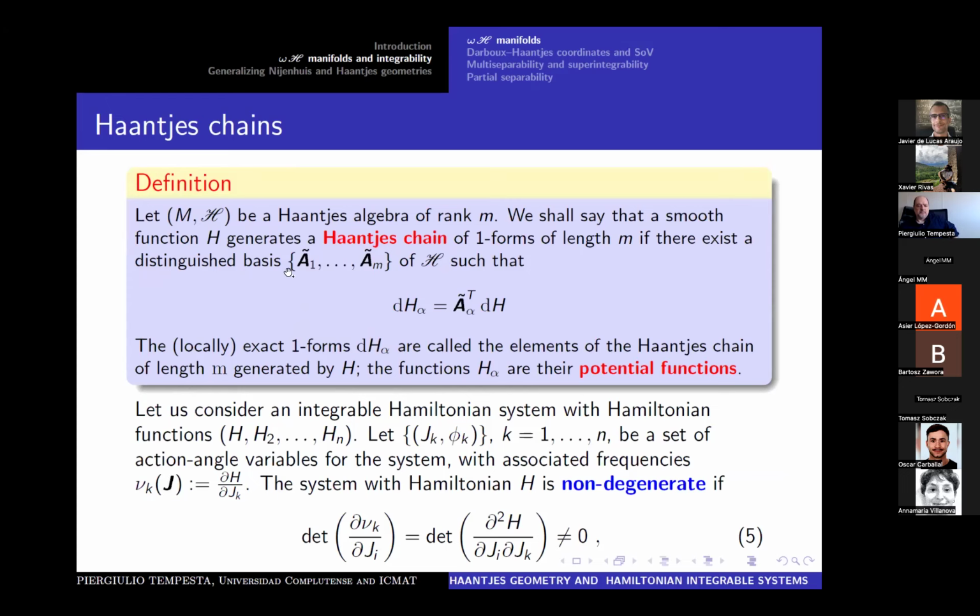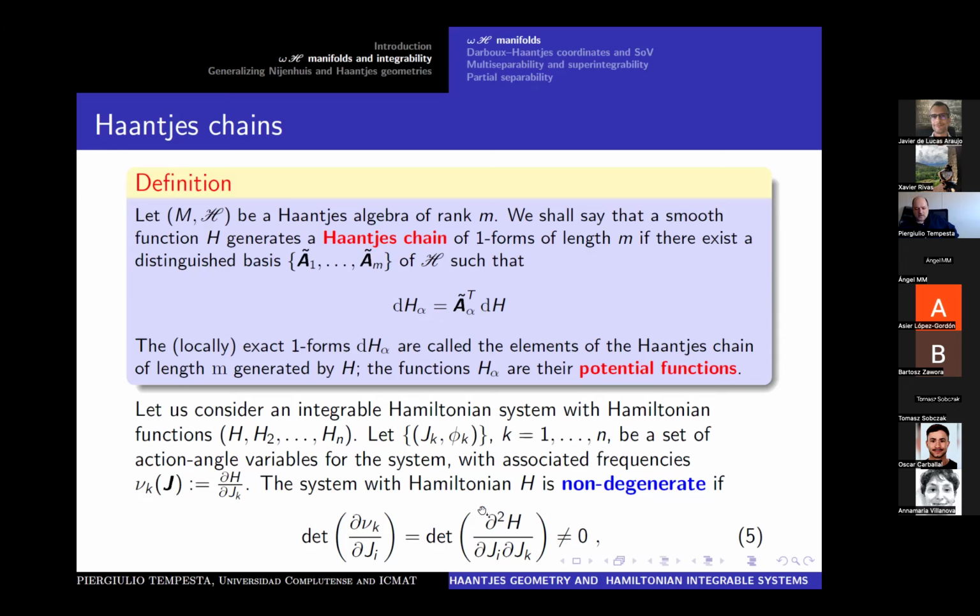Then what can we do with this? Actually, we have to introduce a technical definition, the notion of Haantjes chain. Essentially, we will say that a smooth function H, of course a Hamiltonian in the future, generates a Haantjes chain of one-forms if there exists a basis of operator fields in our Haantjes algebra such that this is true. Meaning that I start with a Haantjes operator, actually its transpose, and acting on dH, I get another one-form dH_alpha. Okay, so then we have a Haantjes chain, and these exact one-forms dH_alpha are called the elements of the Haantjes chain.